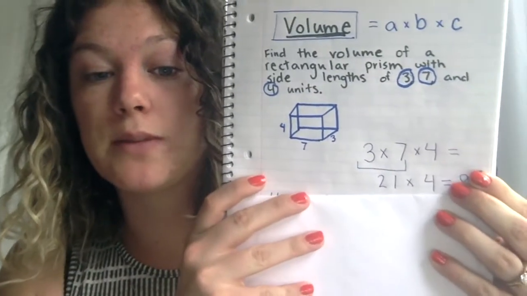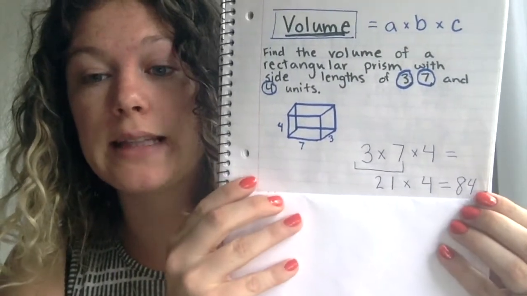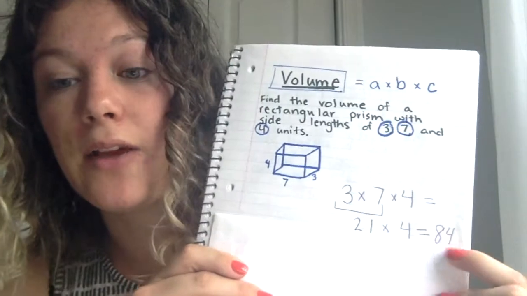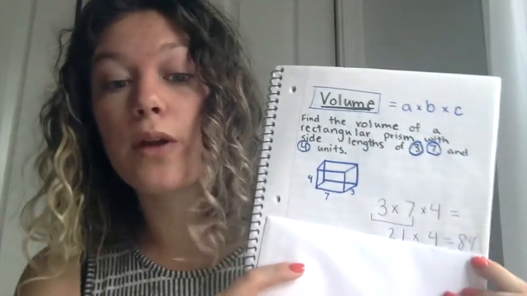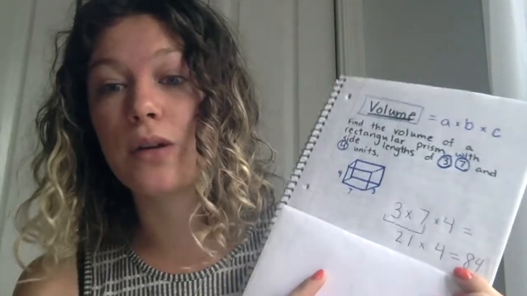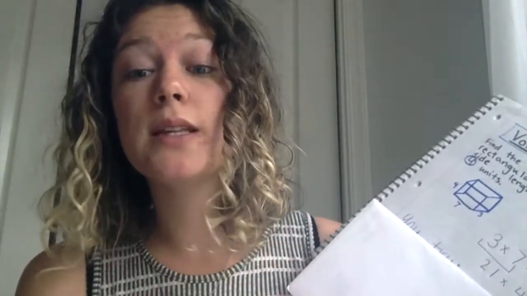When I did 21 times 4, I got 48, okay? When you are writing your answer, you're not just going to say, and I'm sorry, I read it backwards. It's actually 84. I'm really sorry. I know you caught that mistake, so good job. When you're writing your answer, it's not just going to be 84. It's going to be 84 units cubed. Cubed is the little tiny 3. I'm going to show you what that looks like real quick.